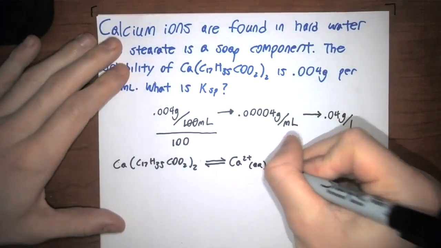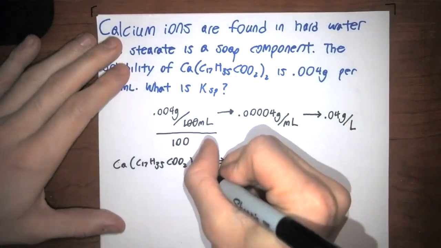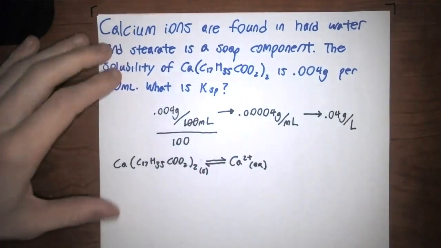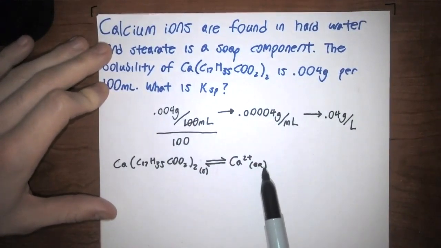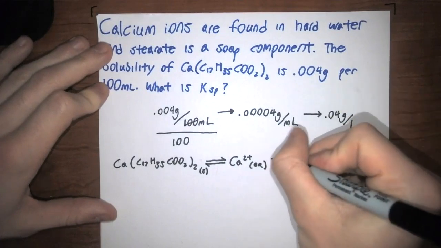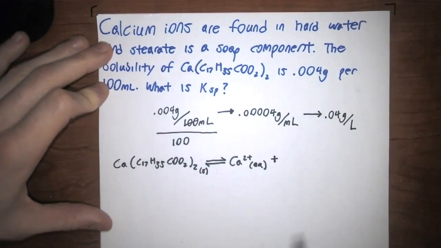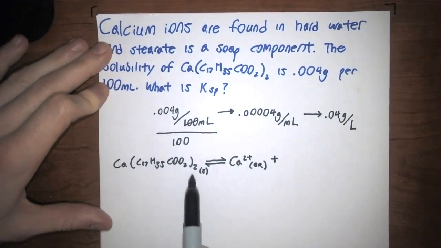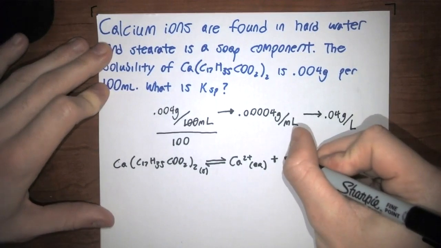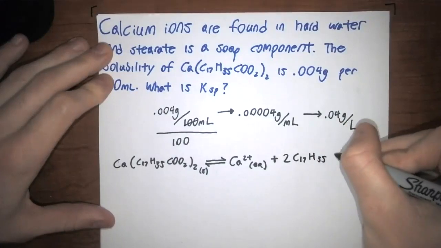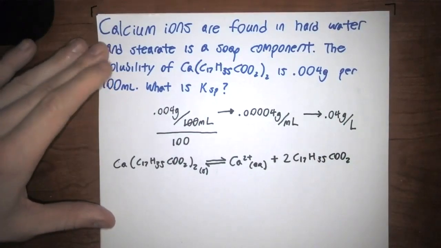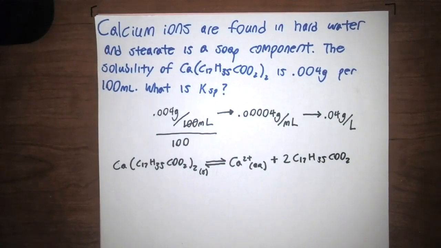This would be aqueous, or this would be a solid. I forgot to write that. Again, it's a hard water component, so hard water is solid. And then calcium 2+ ion would be aqueous from the solution. And then what would be our other product? Stearate, which is C17H35COO, and we have 2 of them, right? Because this has a -1 charge total, so we have 2 of them to cancel out the 2+. So we have 2 stearates. So 2 C17H35COO-. So now we have our balanced chemical equation.